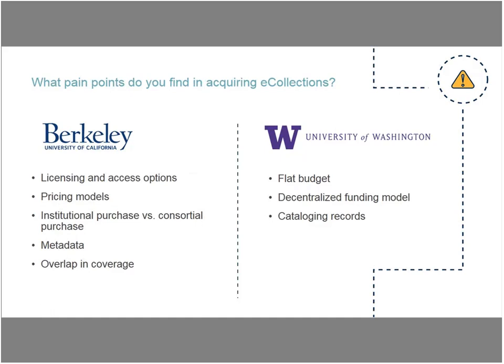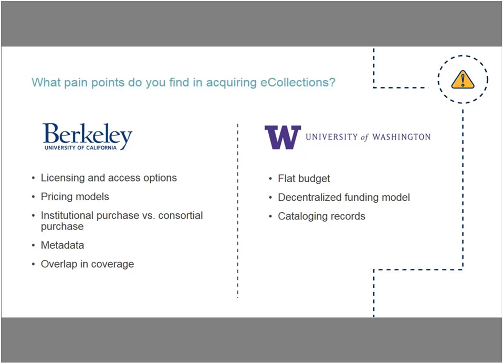Okay. Well, right now we are in a flat budget environment. Because of not as adequate as we need inflation funding, our monograph budget is particularly stretched. And in this kind of environment, it's difficult to find money to purchase new eCollections. This is even more challenging for us at the UW given our decentralized funding model.